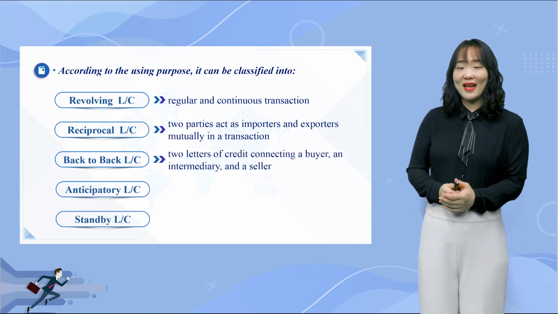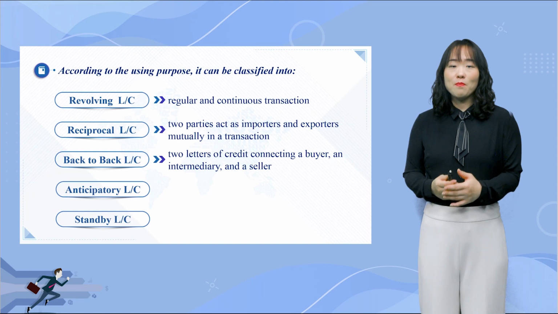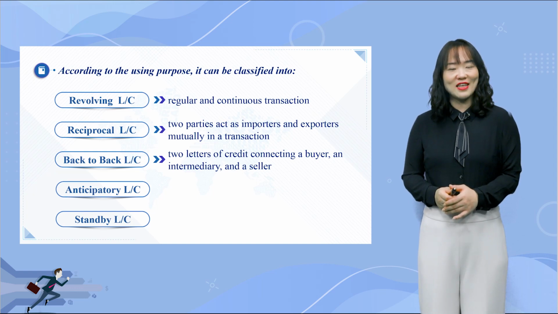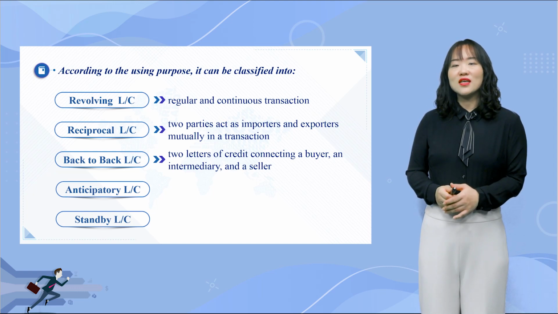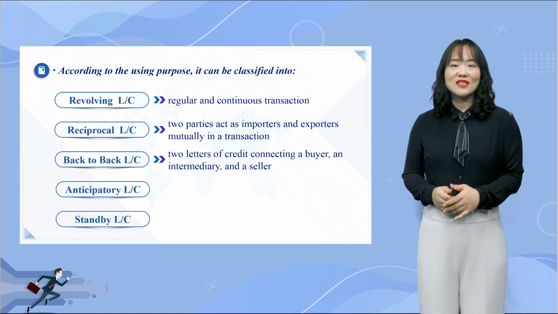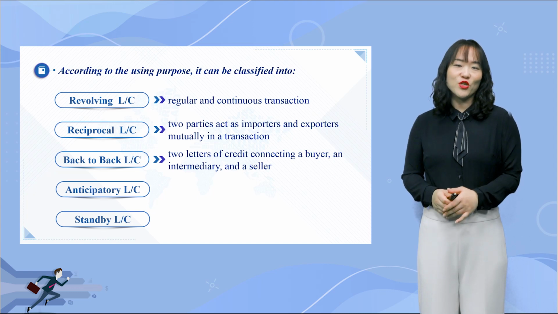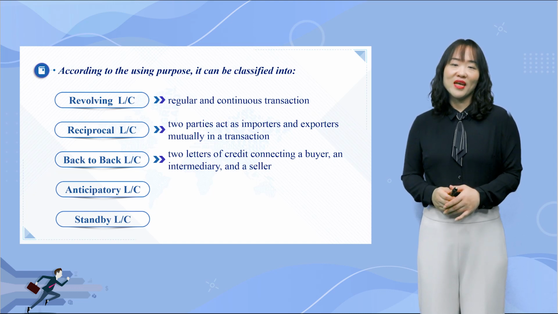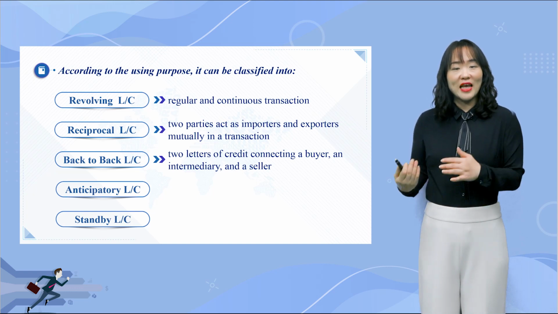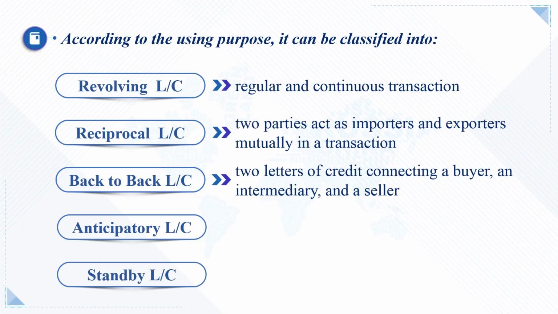A back-to-back letter of credit allows intermediaries to connect buyers and sellers. This somewhat complicated strategy uses two letters of credit so that each party gets paid individually. An intermediary gets paid by the buyer and a supplier gets paid by the intermediary. The final buyer and the intermediary might use a master letter of credit, and the intermediary and the supplier use a letter of credit based on the master letter.